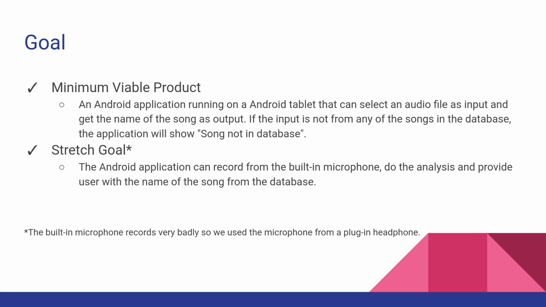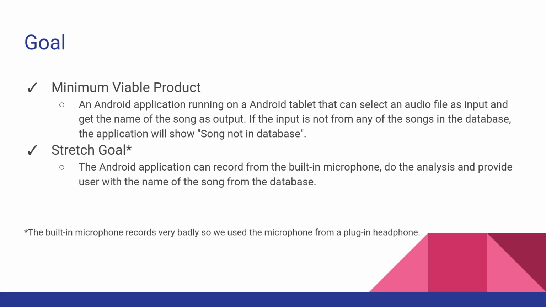So first of all, let me introduce our goal. The minimum viable product that we will try to deliver is an Android app that runs on an Android tablet and can just use an audio file as an input, and after we run it, we can get the name of the song out of it. If we have trained the database with the song before, then we will get the name of it. If we didn't have this song in the database, then it will show song not in database.